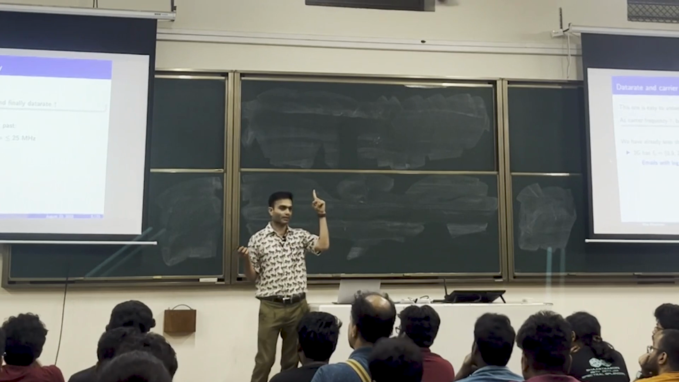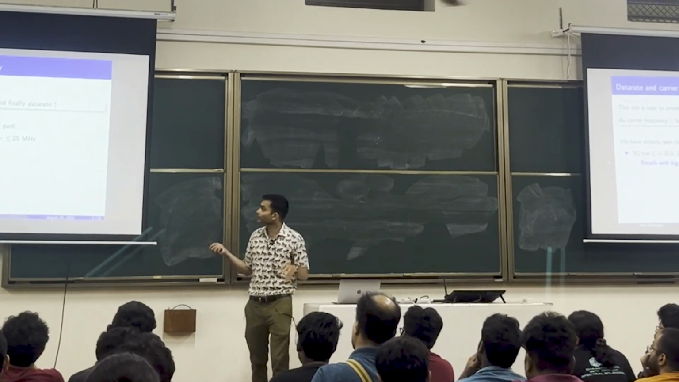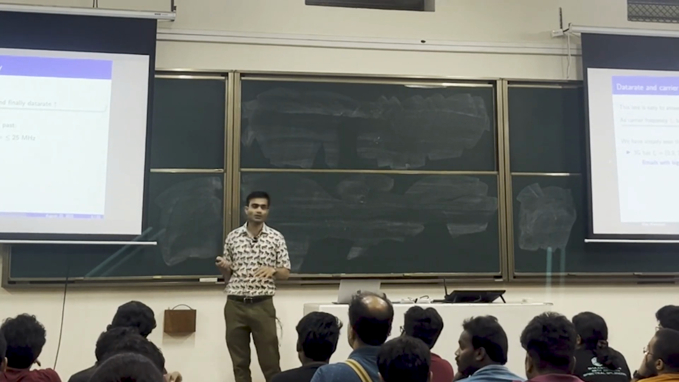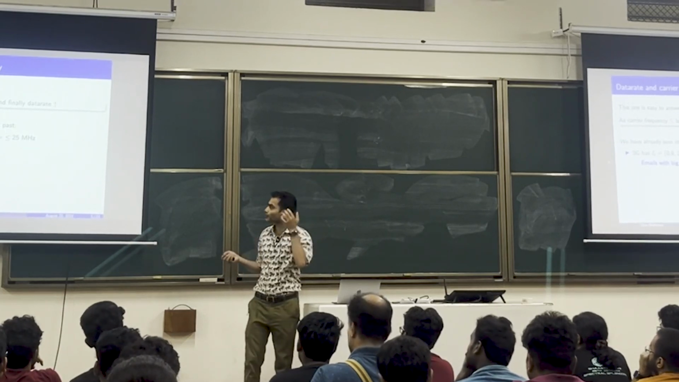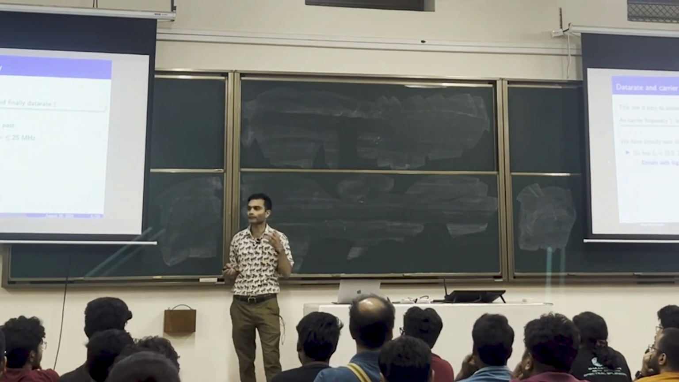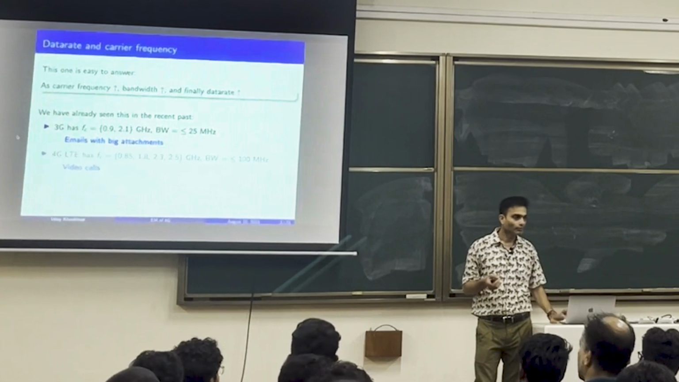So that's where these bands come in. That is the carrier frequency. This does not tell you how much bandwidth is available. How much bandwidth is available is the second part of the specification. In the case of 3G, it was quite small, 25 megahertz. Okay. Now, 25 megahertz was good enough to send emails with big attachments. But on a 3G network, you could not do a video call. Forget it. Right. Then came 4G.